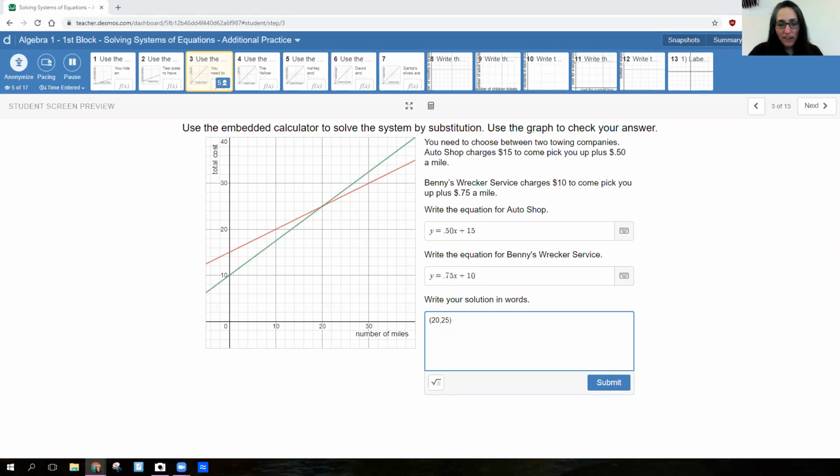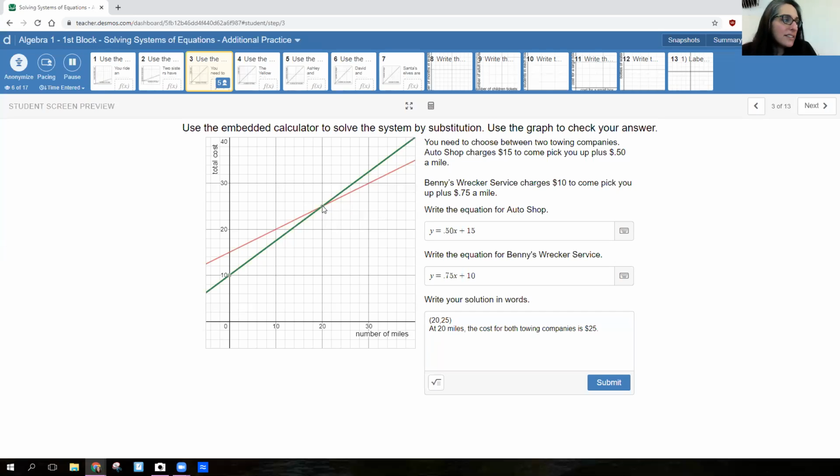Let me see. We have Miriam. Good job. Stefan. Good job. Andre. Good. Andre, at 20 miles, what would that cost be? If it's the same, what would it be? Good, Miriam's got it, Stefan's got it, good. It would be $25. Yeah, that's exactly what that means.